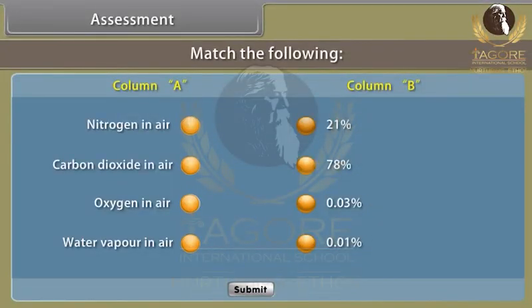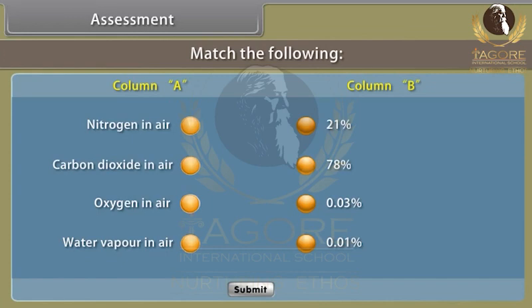Match the following. Water, a wonder liquid. Water occupies a very large area of the Earth's surface and is also found underground. Some amount of water exists in the form of water vapor in the atmosphere.